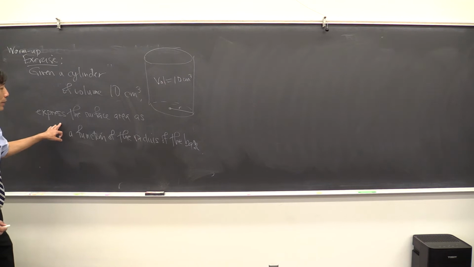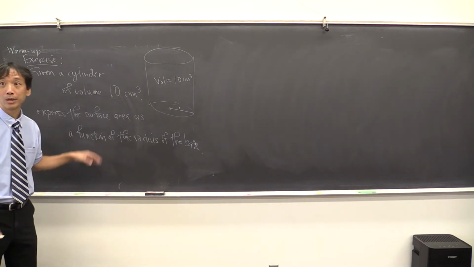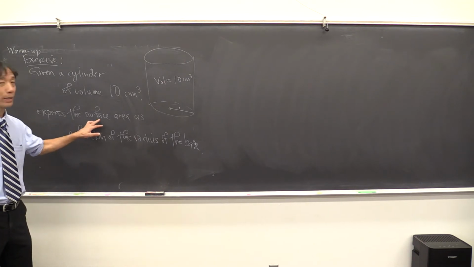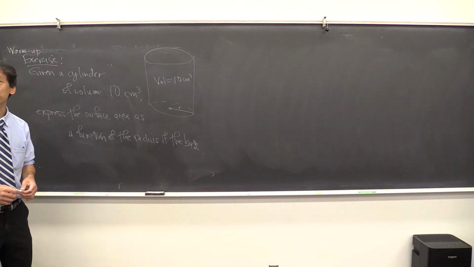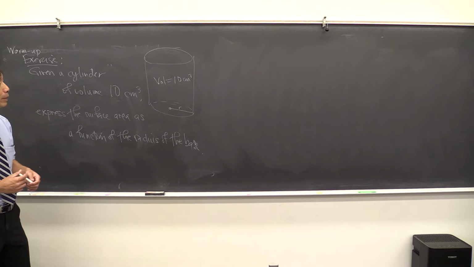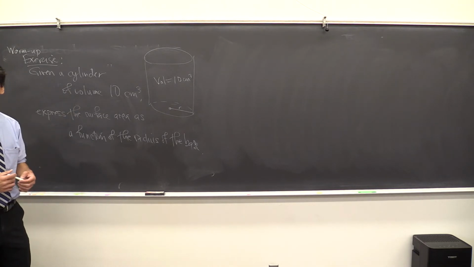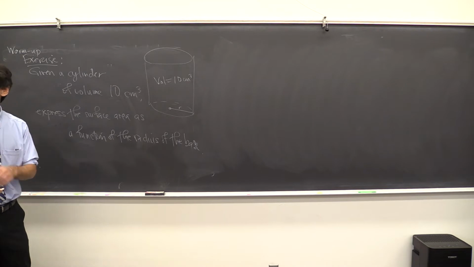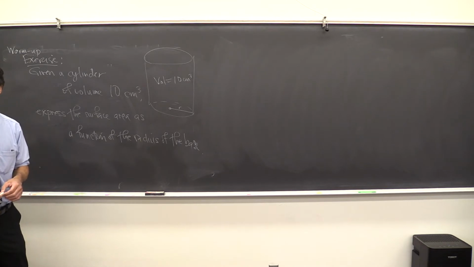Express the surface area as a function of the radius of the base. So how do you get the surface area? How do we describe the surface area? Can anybody tell me how one would figure out the surface area of a cylinder? Fern, yeah. 2 pi r h, yeah.